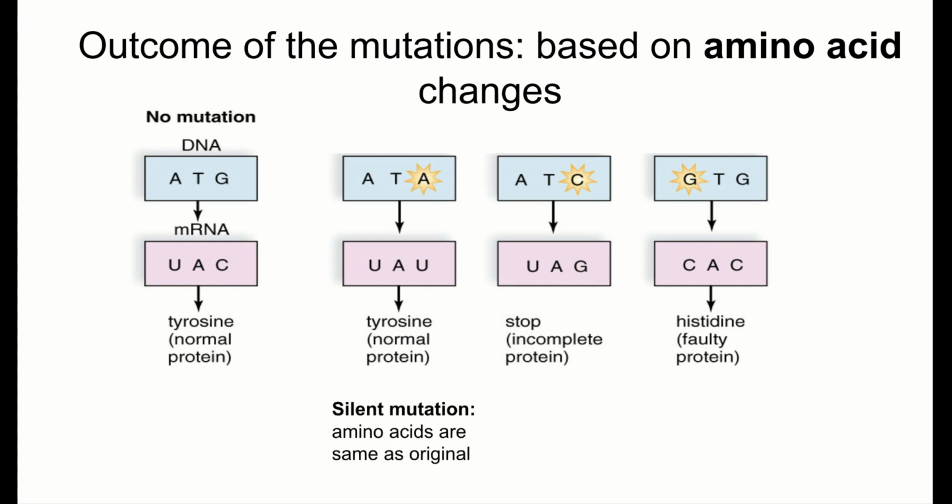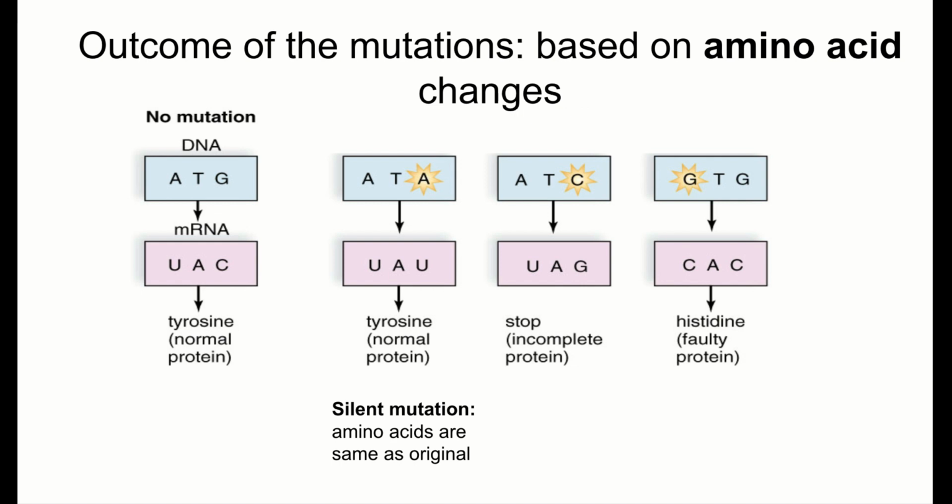In our first example, we have a silent mutation. It's called a silent mutation because even though we had a change in our DNA, we did not have a change in our amino acid. Our amino acids are the same as the original. Notice in our original DNA on the left, our DNA is ATG, that codes for UAC in mRNA, and that codes for the amino acid tyrosine. In our first change, the final G was changed to an A, but that UAU codon still codes for tyrosine. So we still have the tyrosine amino acid that we had at the start.